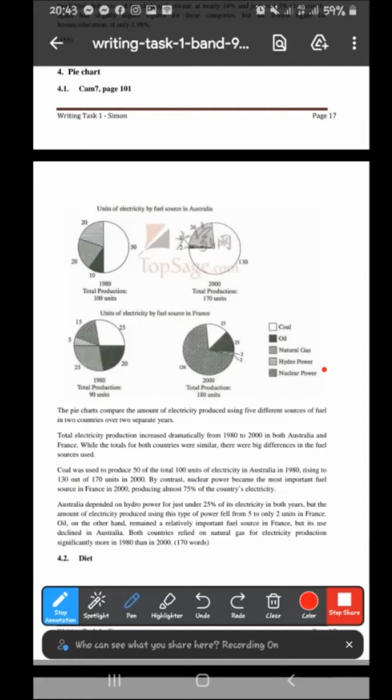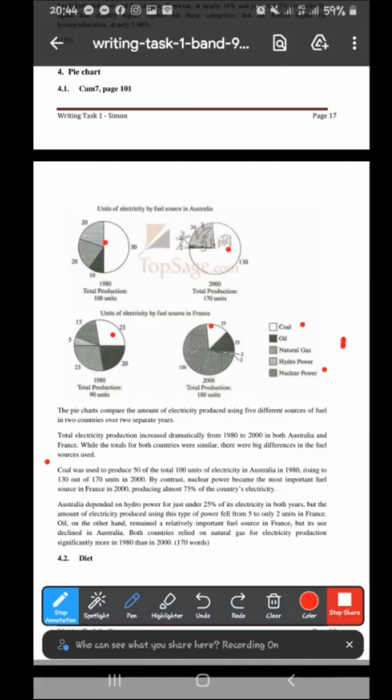And if you want to write about coal, all right, you can write about coal, and you can see both the countries have used coal, and you can interpret the data. But just don't leave one out and write something more about, let's say you have written about coal and nuclear power, but you have skipped the rest, oil, natural gas, hydropower, then definitely you will lose marks. You have to write a bit of information.